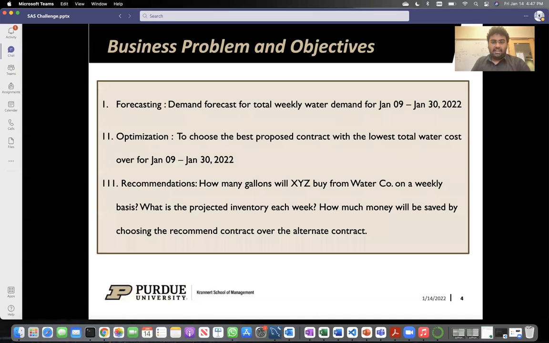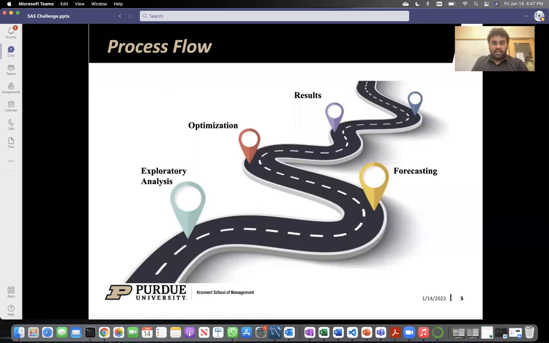Moving on, this is the business problem that we were given. The client, the corporation XYZ, wanted an optimal cost for the water distribution in their headquarters. They were given 2 contracts, and our objective was to come up with the contract which would save them the most money and distribute the water throughout the building for their purposes. This is the process flow that we followed. We started with the exploratory analysis, then moved on to the forecasting, then the optimization, and finally we ended with the results.